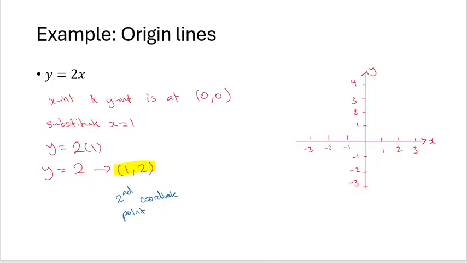Okay, so now we know the first coordinate point is at the origin. So that's right here. I've just circled it, the point (0, 0). And then we figured out the second coordinate point is at (1, 2). So we're just going to go along the x-axis, find 1, and then move upwards to find positive 2. It's right here. So now I have my 2 points right there.